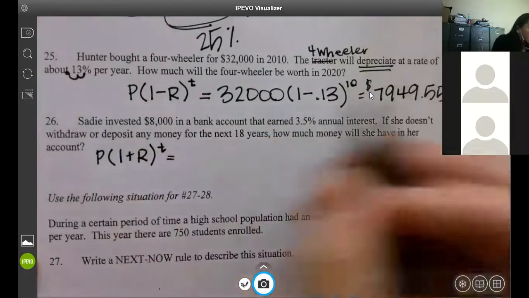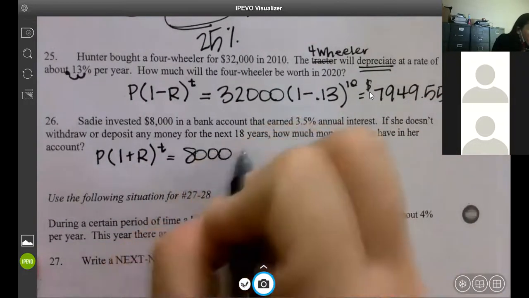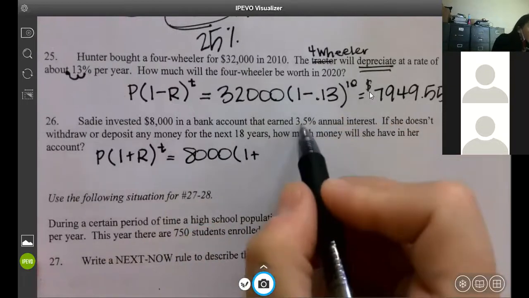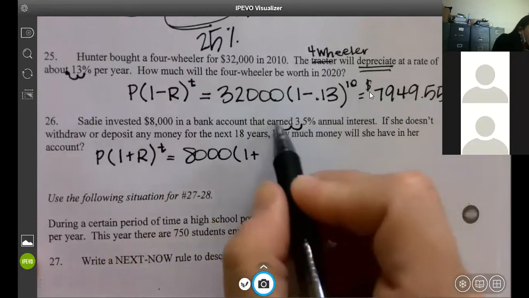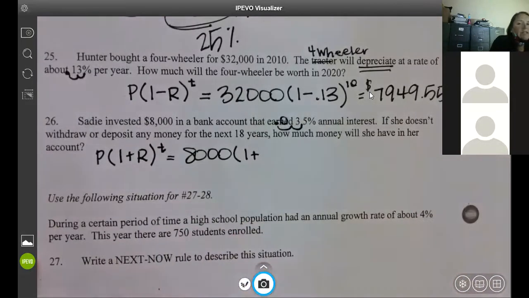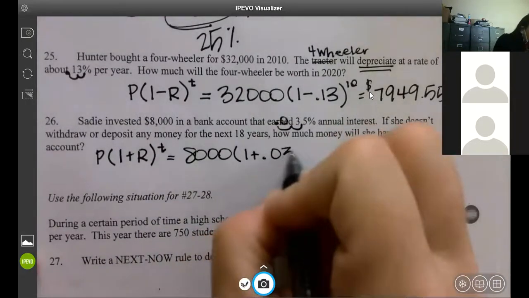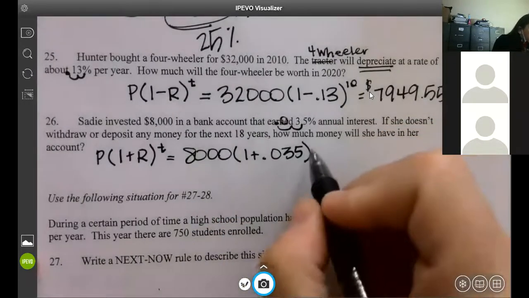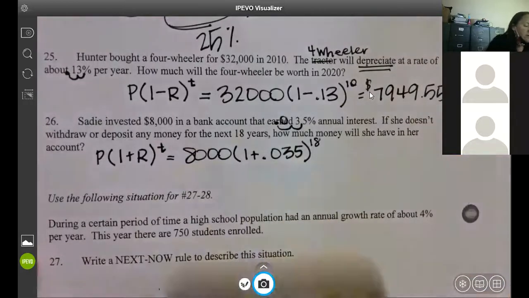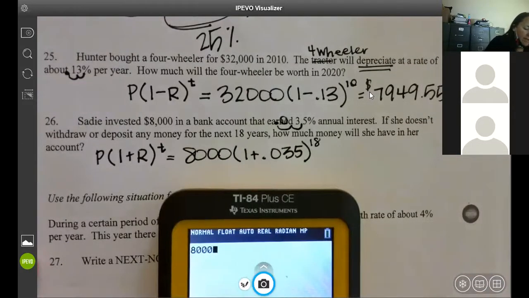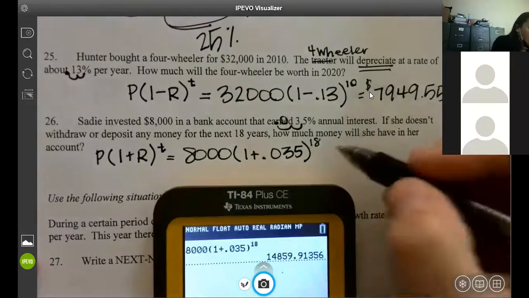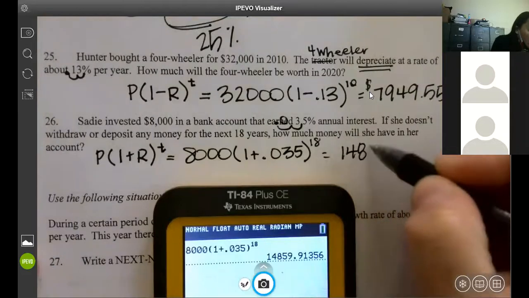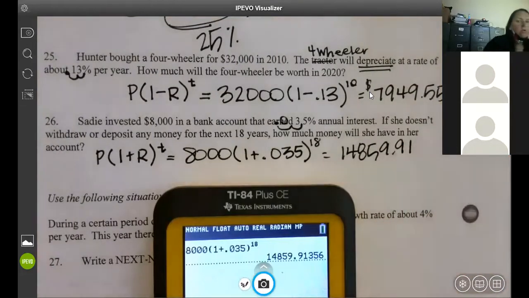What did she put in there? 8,000. 1 plus. Our rate was 3.5. We need to make sure we make it a decimal. So move it back 2 places and fill in what you can. 0.035. And how long are we going to collect in her account? 18 years becomes your power. Put it in your calculator. 8,000, 1 plus 0.035 to the 18. 14859.91. Guys, that's it.